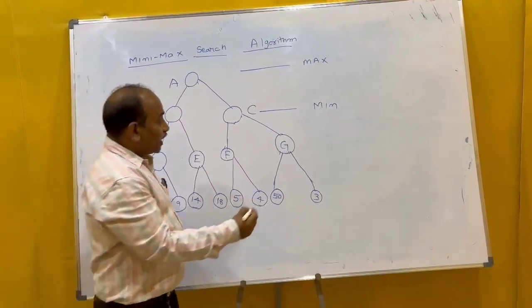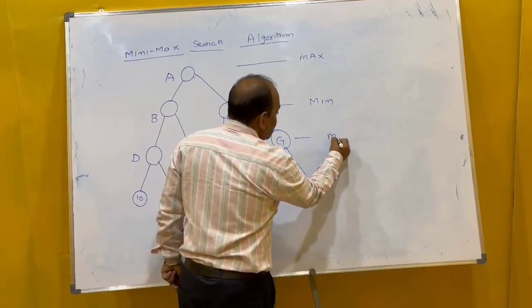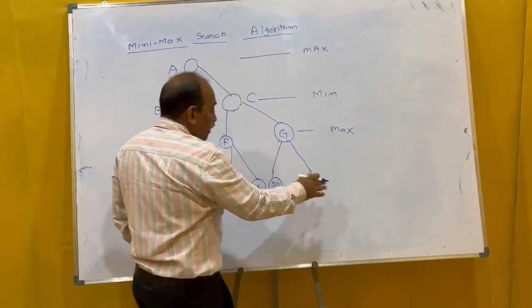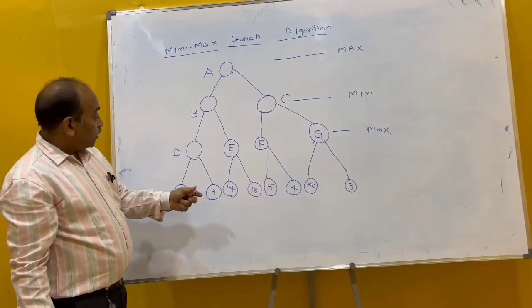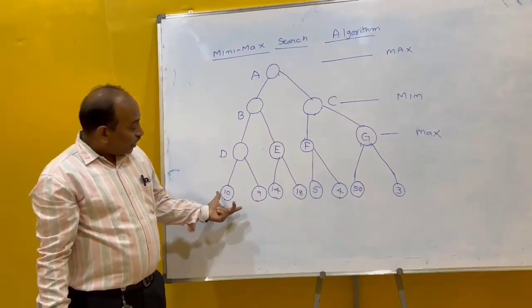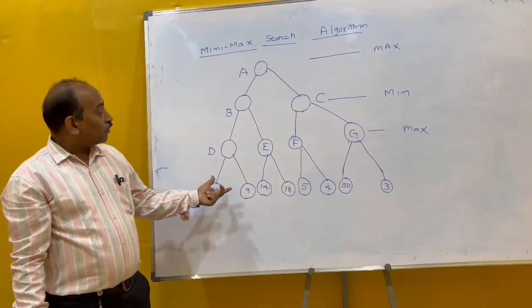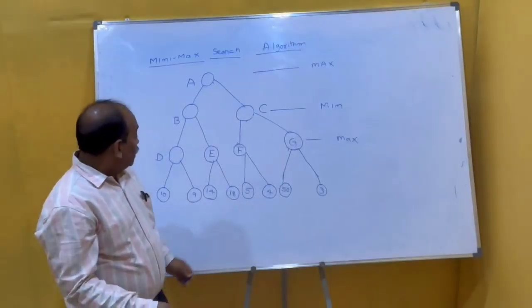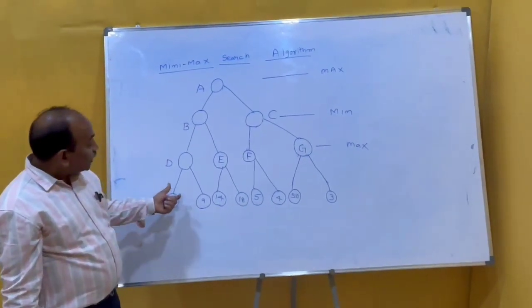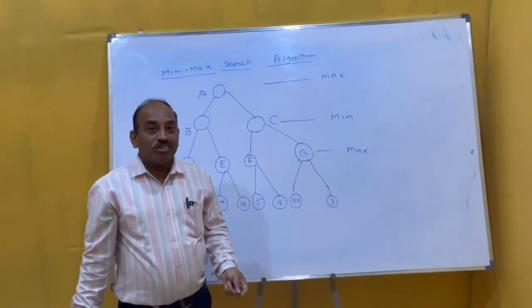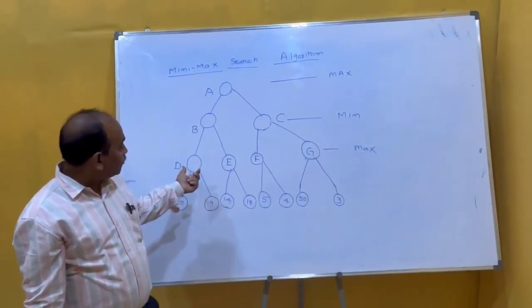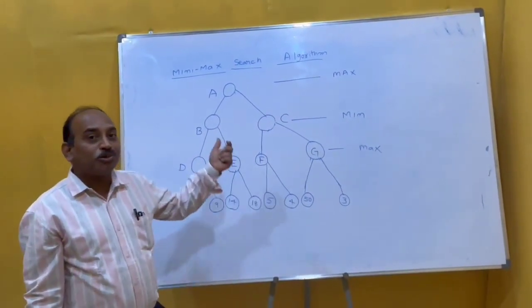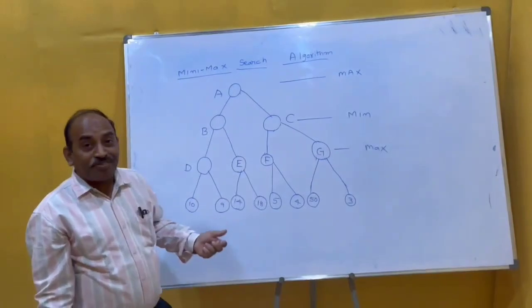After that, again we have to use the max function, and at the ground level no function will be evaluated. Based on these utility values, we have to find the utility value for the parent. How to find the utility value for the parent node? In order to find it, we have to use the DFS algorithm.